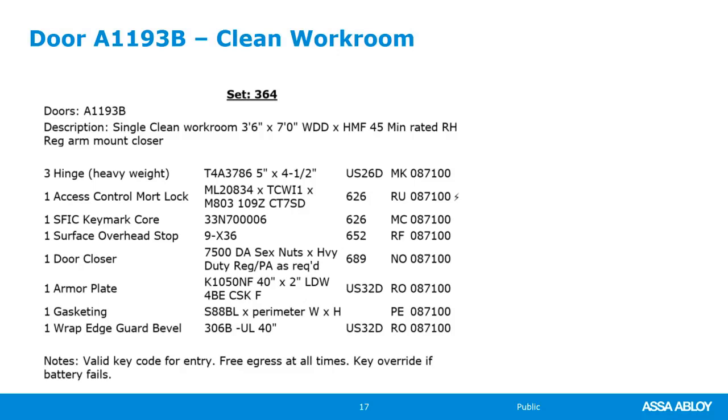What is stopping the door? There's an overhead stop, the surface overhead stop. A wall stop wouldn't work here because of the shelving behind the door. And in this case, the operations narrative is very simple. This is a battery operated lock, valid key code for entry, and free egress at all times. Key override if the battery fails.